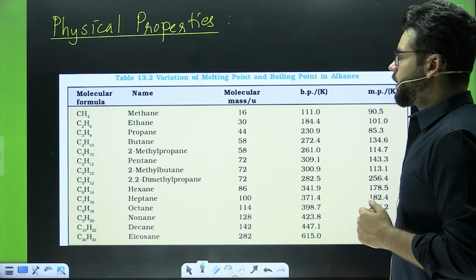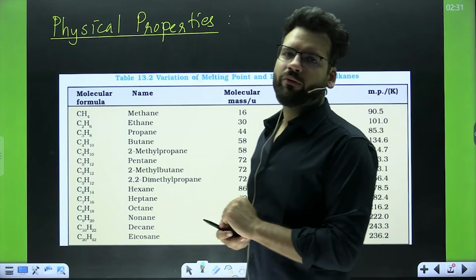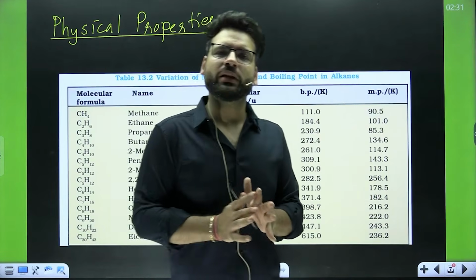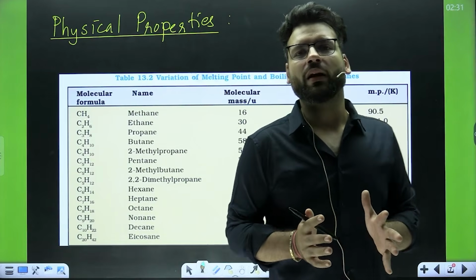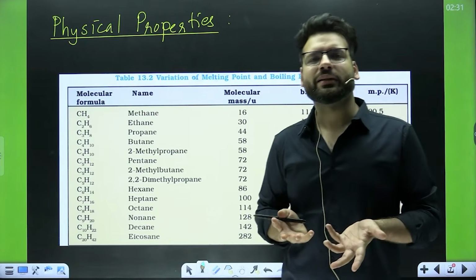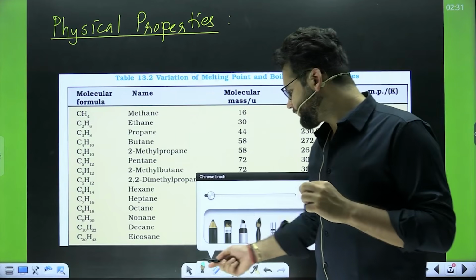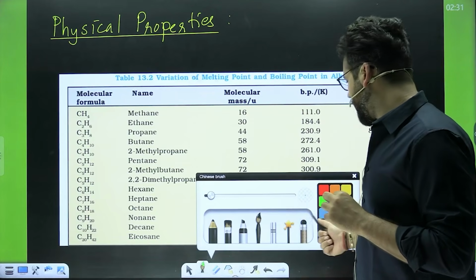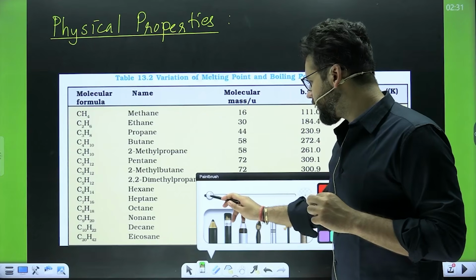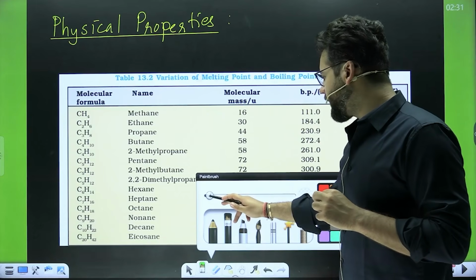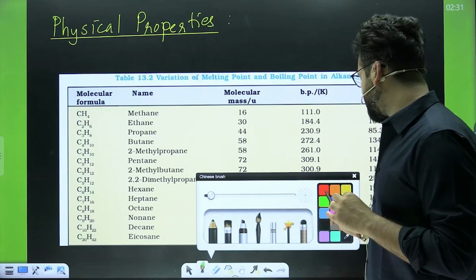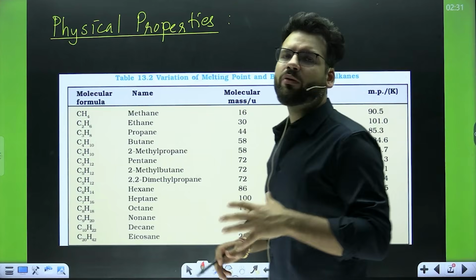Okay. Next is physical properties of alkanes. Whenever you see a table in the NCERT, try to analyze what the table is saying. When we talk about the physical properties of alkanes, if you see carefully, their boiling point and melting point both increase as the number of carbons increases.